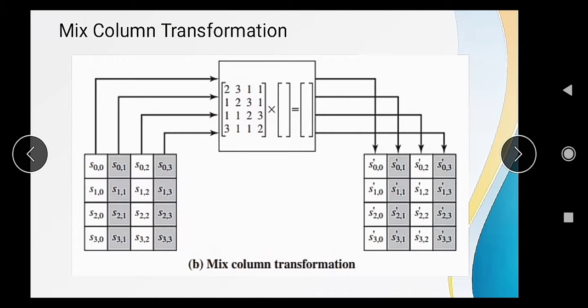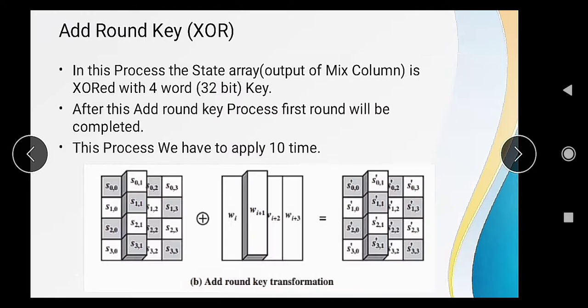So first we multiply the W0 word with this whole matrix, and after multiplication we'll get the output. That output will be stored here. Now we'll apply the second word with this matrix, and we'll save the output in the second column. In the third step we will store the output in the third column, and in the last step we'll store the output in the last column. So this is the mix column operation. Now the output of the mix column operation will be applied to the add round key.